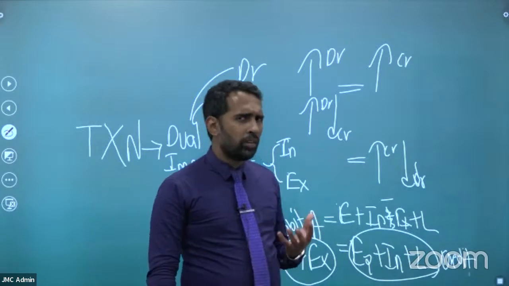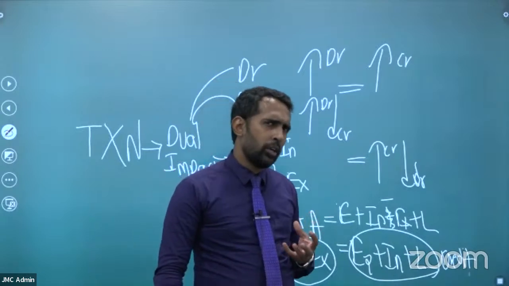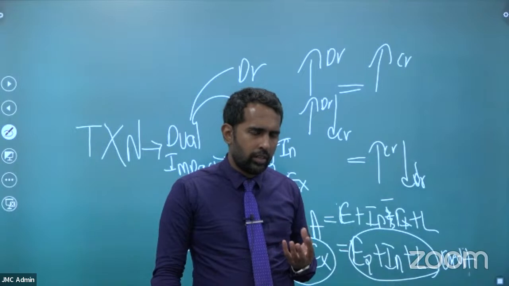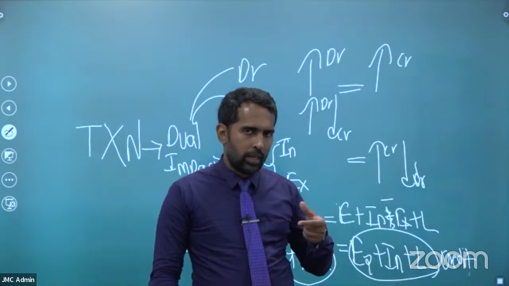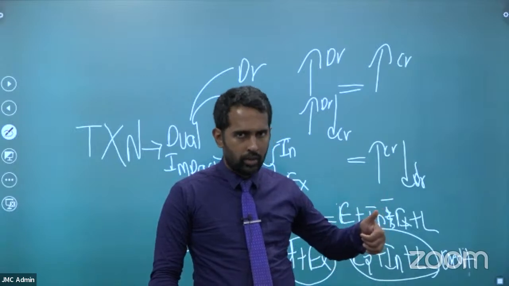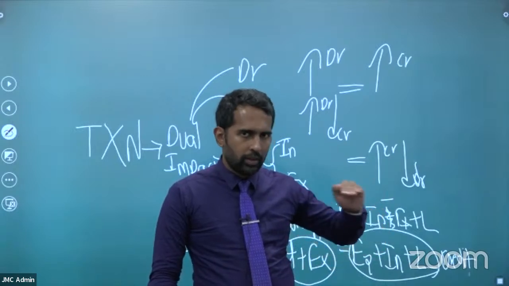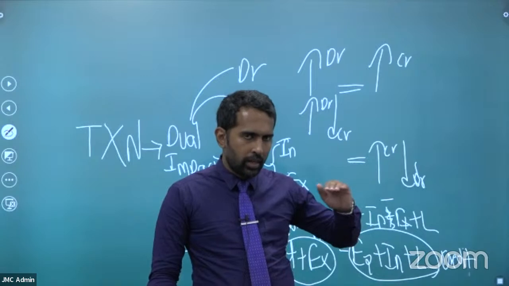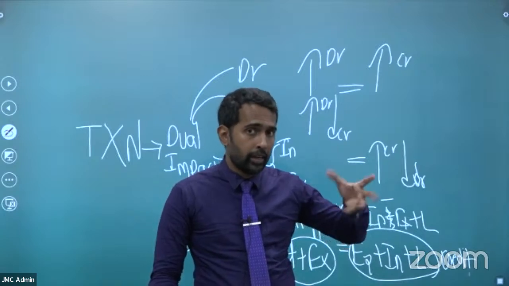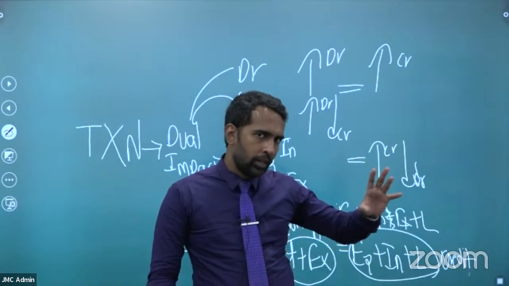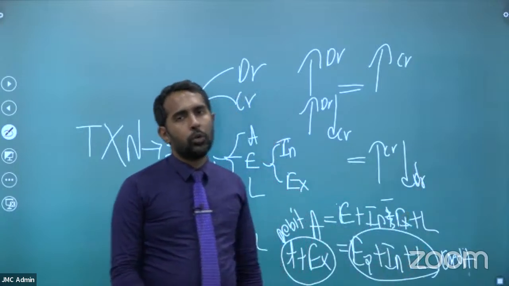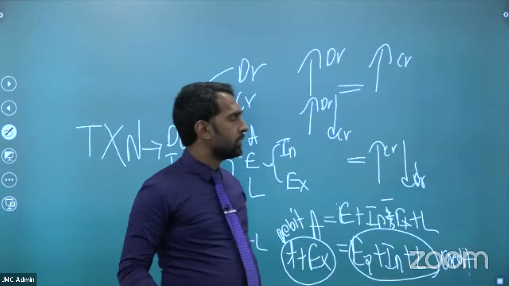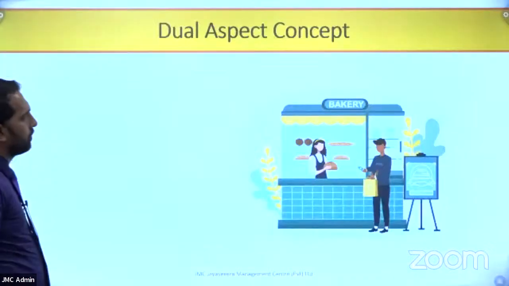This is a very important concept because it is a kind of error detection. It is linked to the equation. If there is an impact to one side, the other side should also get impacted, so it should be equal. There can't be any difference, so you can detect any error. If you have put only one side, you can always detect that error. That is the beauty of the dual impact or duality concept.